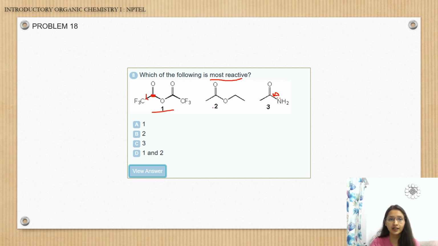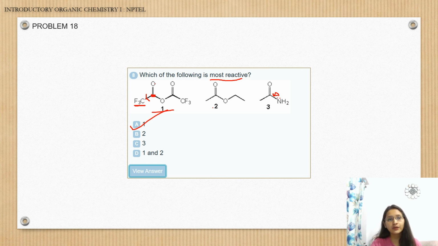So the electronegativity of this CF3, the electron withdrawing nature of this CF3, makes this carbonyl carbon more electropositive. That is why the correct option will be option number 1, because this anhydride is now highest in reactivity. So is it clear to all of you now?